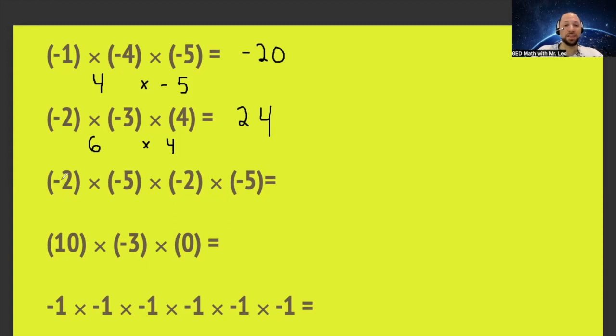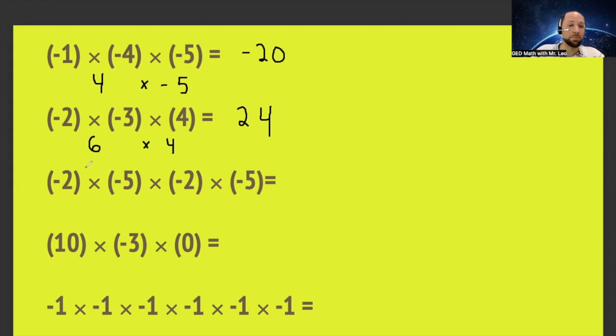Next one right here. Let's count the negative signs. I see 1, 2, 3, 4 negative signs. What's that going to mean altogether? Well, every pair of negatives will cancel out. So the first two will cancel, and the last two will cancel. This is going to make a final answer that's positive.